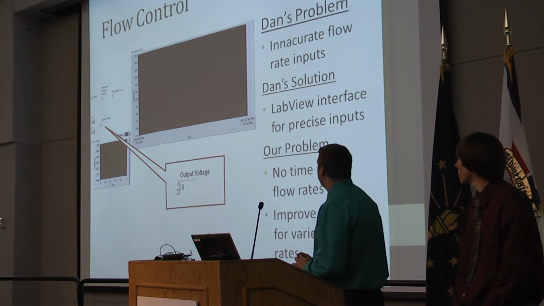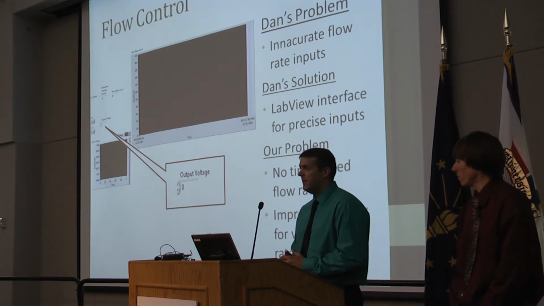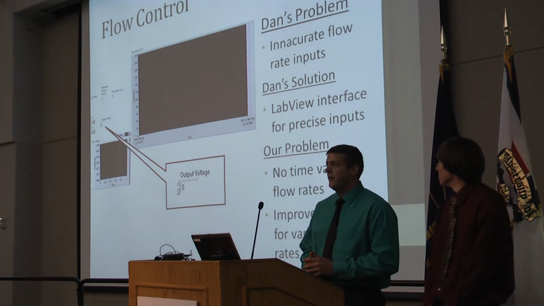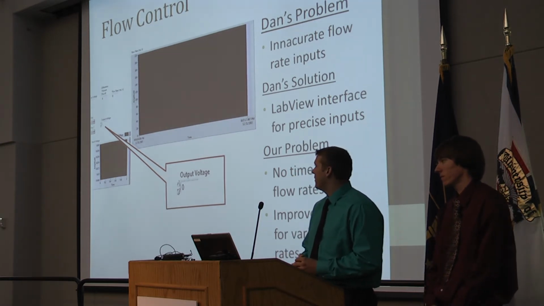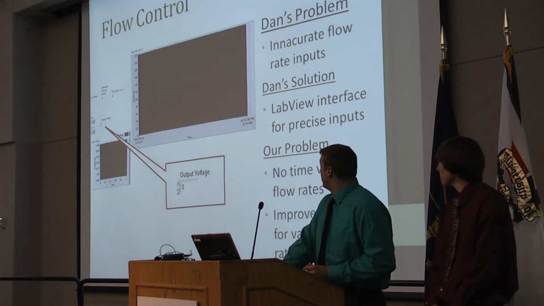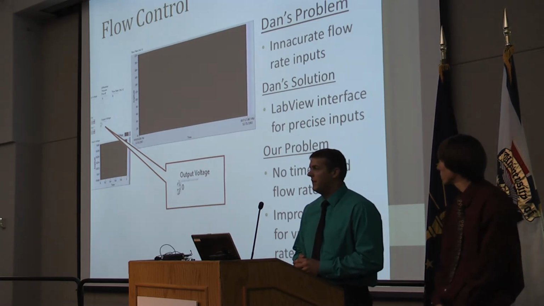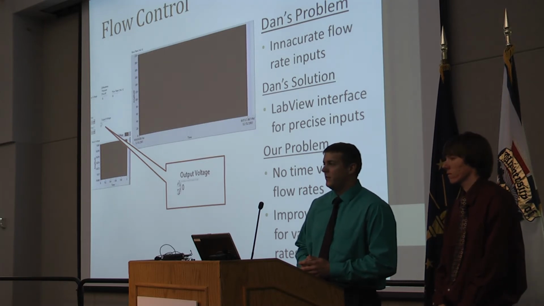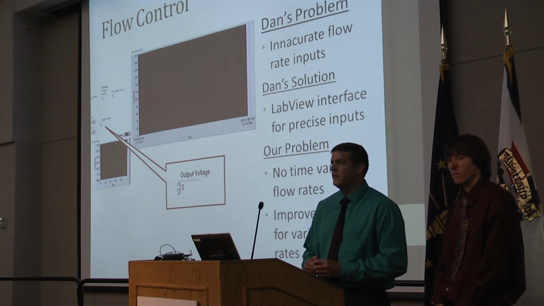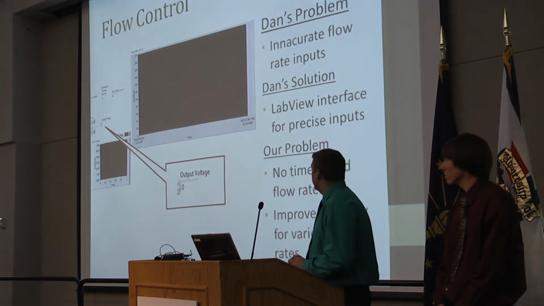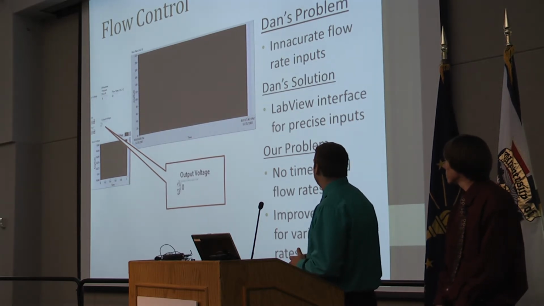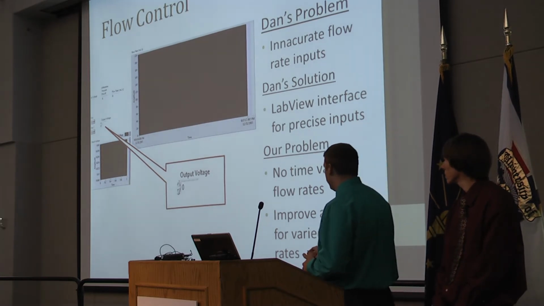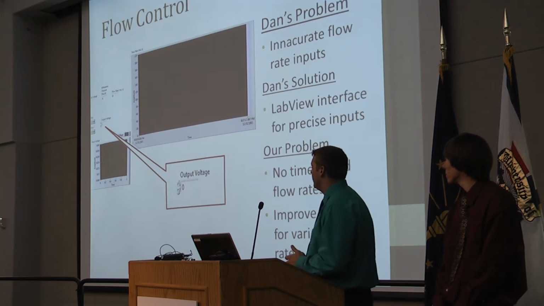So the end problem was that there were inaccurate flow rates being entered, and there were two methods of controlling the flow at first. There was a flow controller that shipped with the simulator, and one of the flow controllers did not display what the flow rate was that was being entered to the user, and the other one was inaccurate. So the end solution was he developed a LabVIEW interface for precise inputs. And although he developed this interface, this is the method of control for the user.